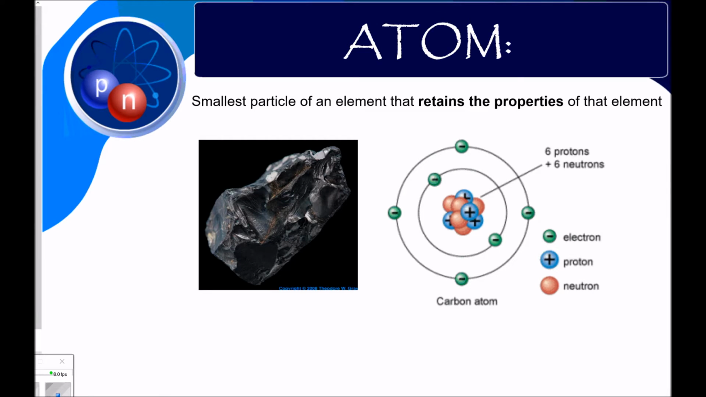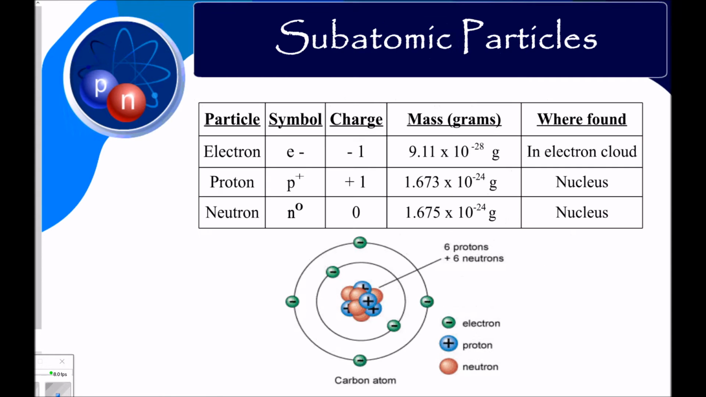The atom is the smallest particle of an element that retains the properties of that element. So on the left side, I have a picture of a sample of carbon. You can see the physical properties of that carbon. And then to the right, I have a picture of the atom of carbon, made up of protons, neutrons, and electrons. It's important that we understand these subatomic particles to get a better idea of the atom itself. So I'm going to compare and contrast these subatomic particles by charge, mass, and where they're found.